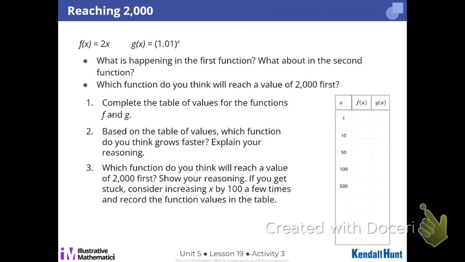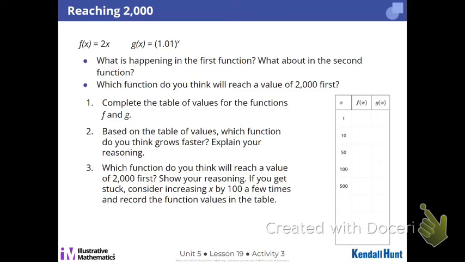So here's our next thing that you need to try. There's less context to this other than we have two functions. We have f of x equals 2x and g of x equals 1.01 to the x. Your job is to answer the questions. What's happening in the first one? What about the second? So you're going to talk with your partner.